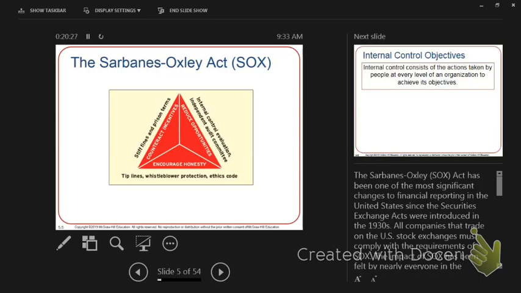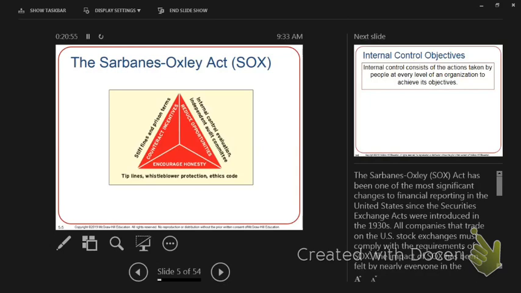Encourage honesty. The tip line, the whistleblower, the ethics code. The tip line and the whistleblower protection are huge because you're encouraging someone who sees it to report it, giving them a way out to report it without revealing who it is. And every company on the SEC has to have a tip line and a whistleblower line. They have to have that. Every public accounting firm that I'm aware of has the same thing, where you can call and make an anonymous tip.